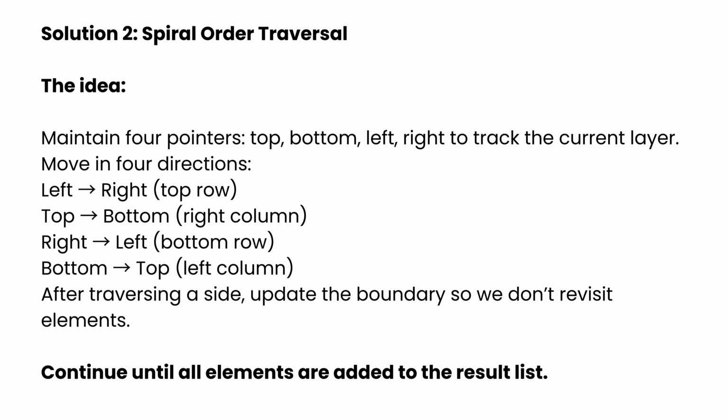Maintain 4 pointers, top, bottom, left, and right, to track the current layer. Move in 4 directions: left to right across the top row, top to bottom down the right column, right to left across the bottom row, bottom to top up the left column. After each pass, update the boundaries to avoid revisiting elements. Continue until all elements are added to the result list.